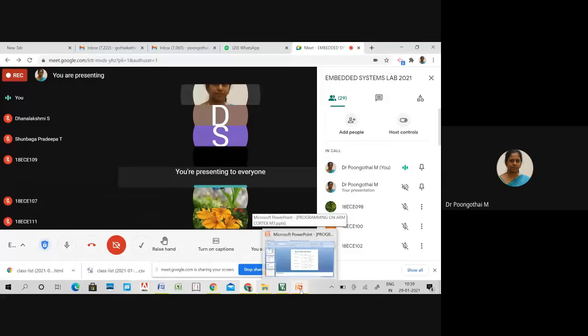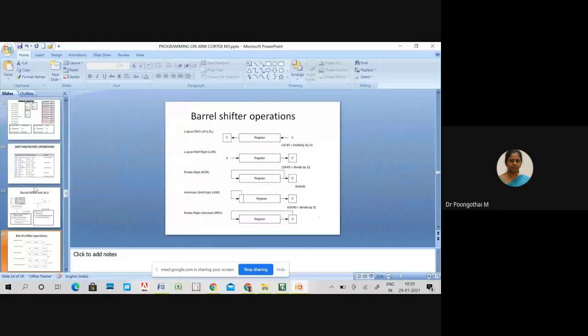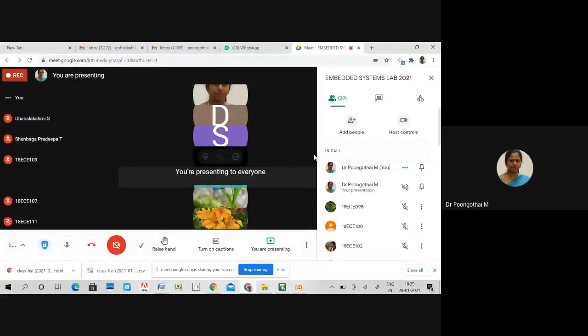So good morning, students. Last class, we demonstrated three shift operations, that is logical shift left, logical shift right, and arithmetic shift right. Have you all completed your shift operations? Please unmute and tell. Did you all complete that? Did you face any difficulties during the execution of all the shift instructions?